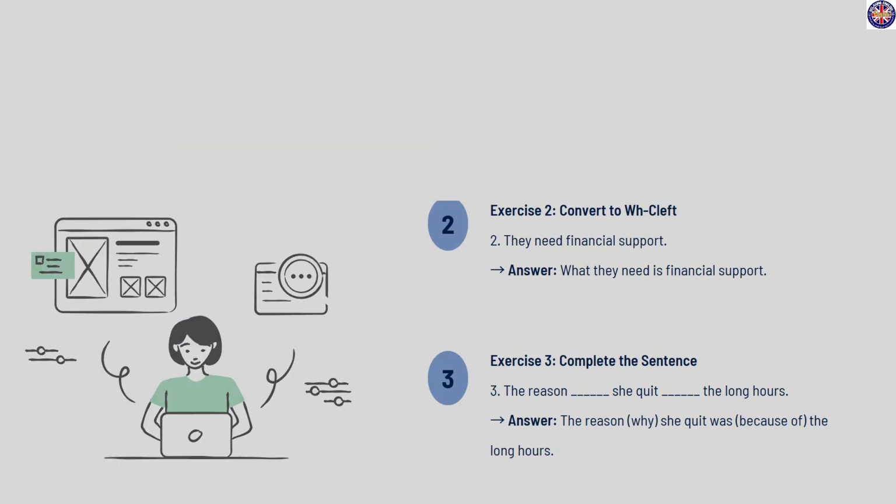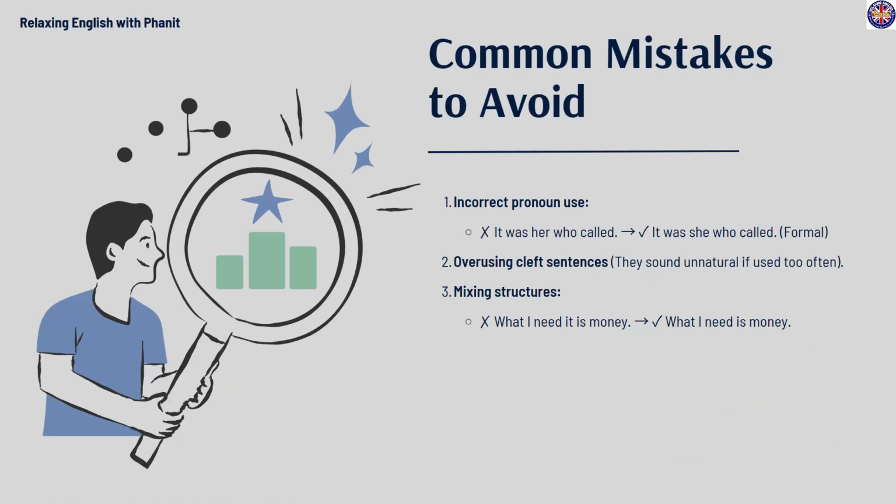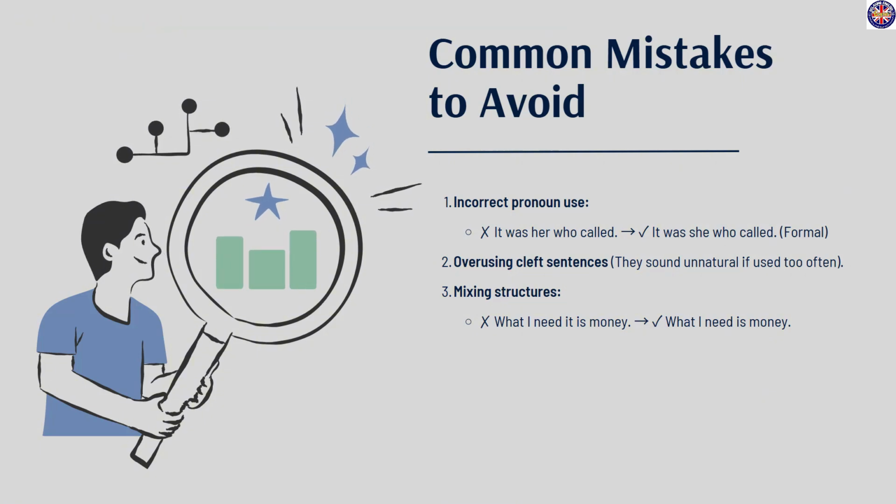Watch out for these errors. First, pronouns. "It was her who called" should be "it was she who called" in formal writing. Second, don't overuse cleft sentences. They lose impact. Third, never mix structures like "what I needed is money." Just say "what I need is money."